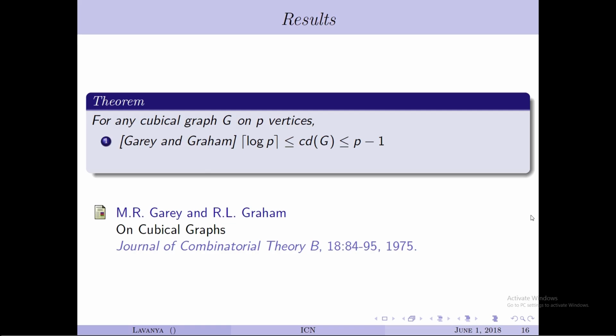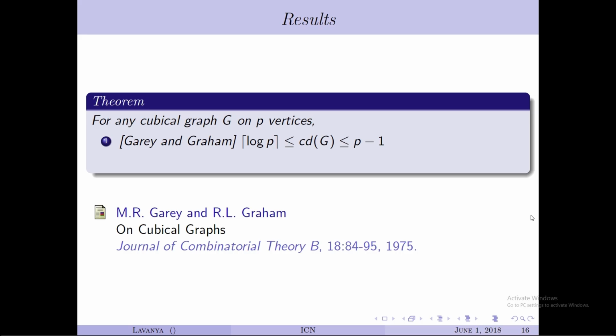Okay. For any cubical graph G on P vertices, the cubical dimension, where it is going to sit as a subgraph, is going to lie between log P and P minus 1. On P vertices, I am not restricting which cube it is going to sit in. I am not talking about the optimal hypercube, but where it is going to sit as a subgraph. That dimension lies in the range log P to P minus 1.